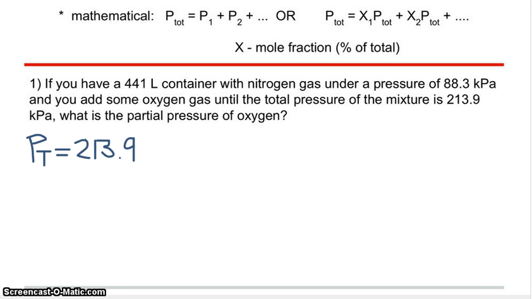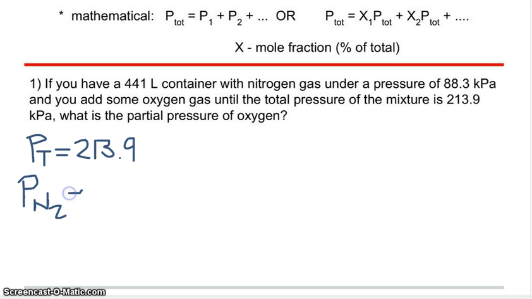That's going to be in kPa. All these units need to be the same for each individual problem. So if we're using kPa for one unit, we're going to use it for all of them. So total pressure 213.9.